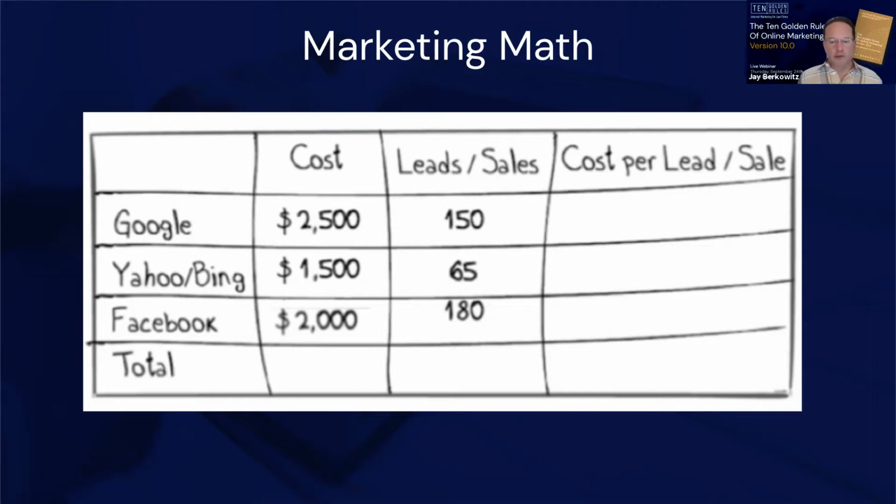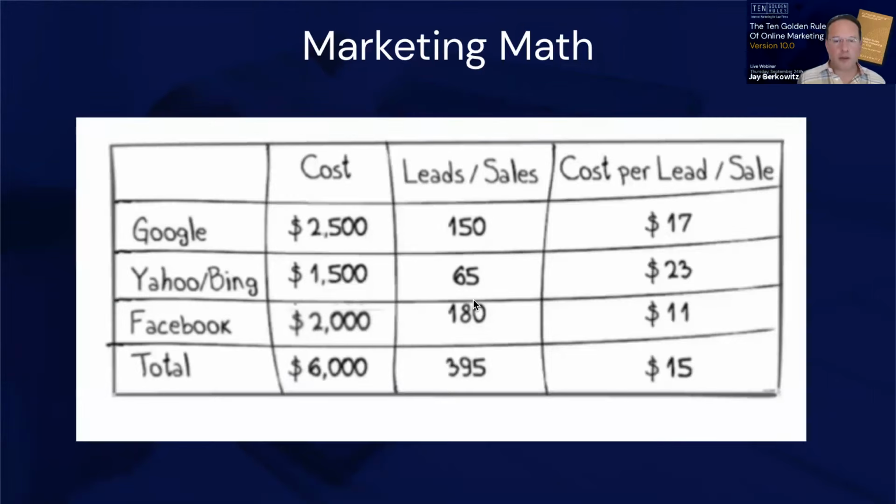Okay, so here's the results. And a lot of people make the mistake of they add up the cost per lead or the cost per sale. But what you need to do is recalculate. So our total spend was $6,000, our total leads was 395, and our cost per lead was $15.